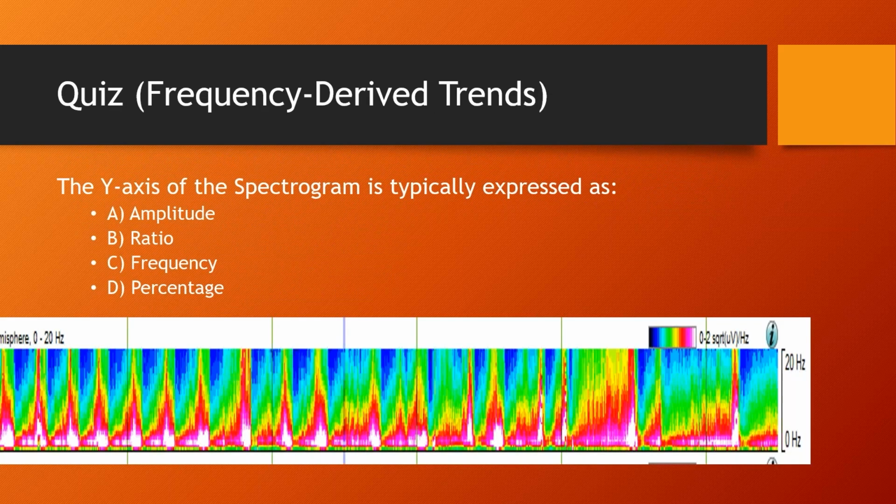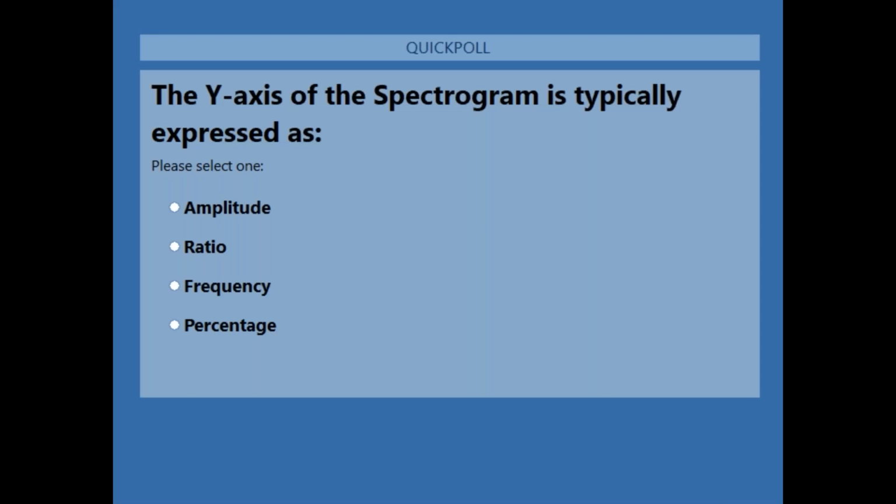So we're going to do a quiz. Lori, if you could pull up the next quiz. This is the frequency-derived trends. The y-axis, so remember the y-axis is going up and down. The y-axis in a spectrogram is typically expressed as A, amplitude, B, ratio, C, frequency, or D, a percentage.